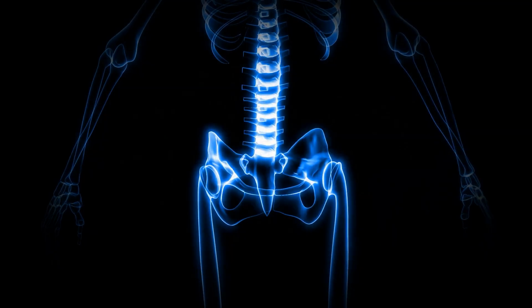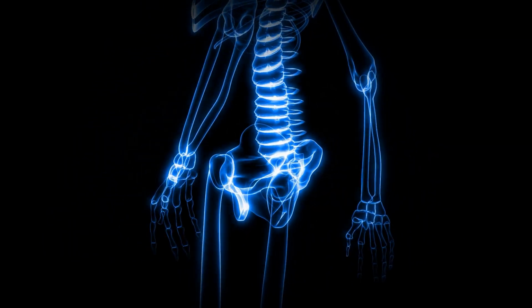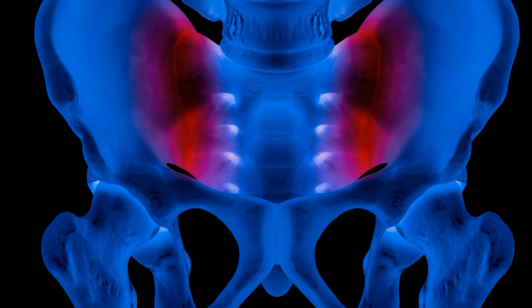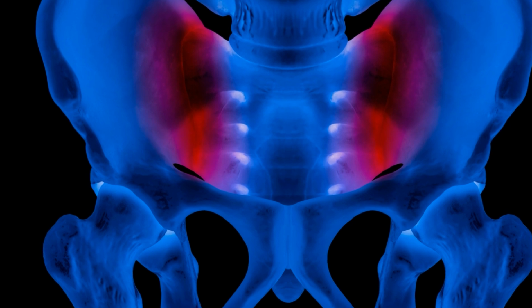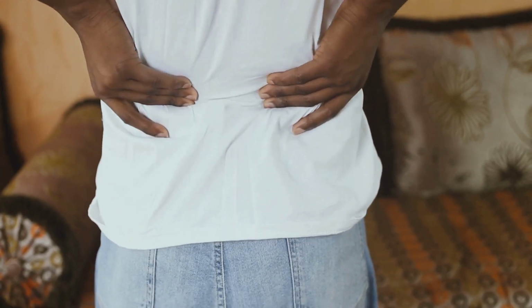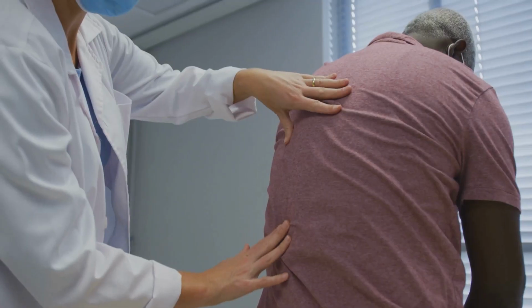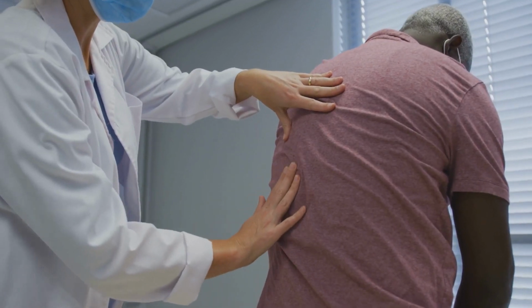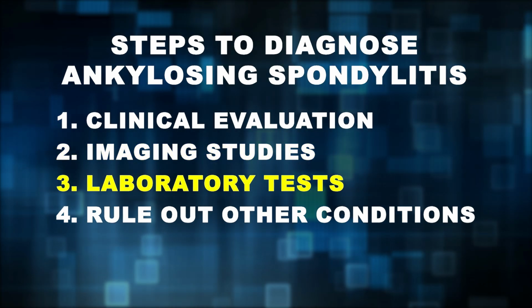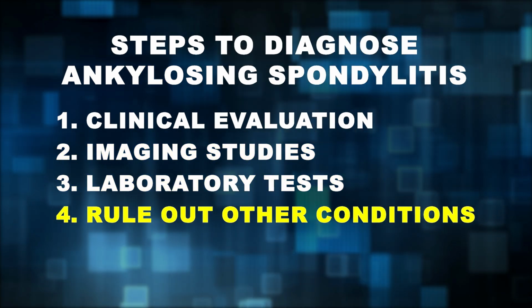Ankylosing spondylitis, or AS, is a chronic inflammatory condition that mainly affects the spine and sacroiliac joints, also referred to as SI joints, which are located at the base of the spine. It can be challenging to diagnose because its symptoms often mimic other conditions. To diagnose AS, doctors follow several steps, including clinical evaluation, imaging studies, laboratory tests, and ruling out other conditions. Let's break down each of these steps in more detail.